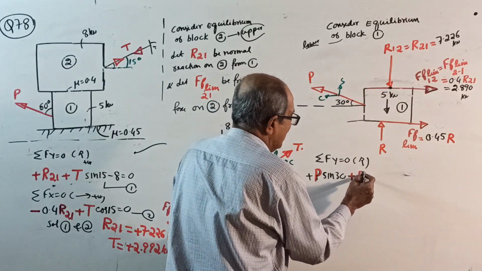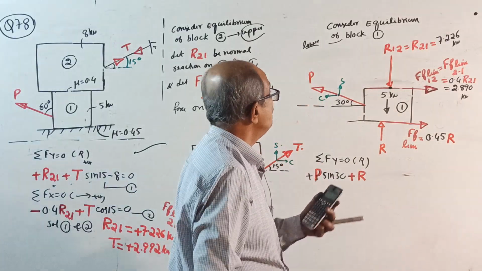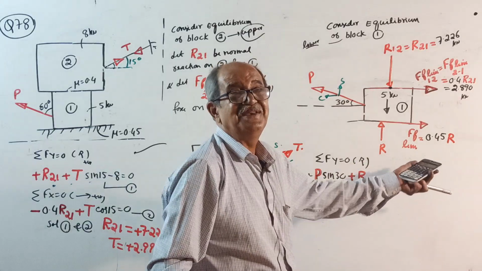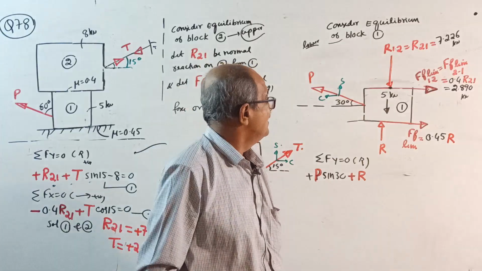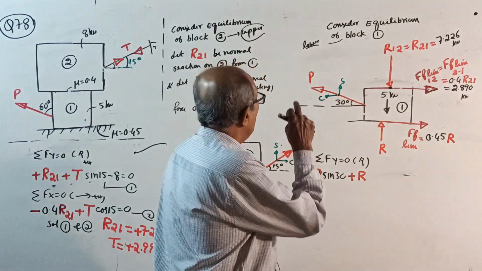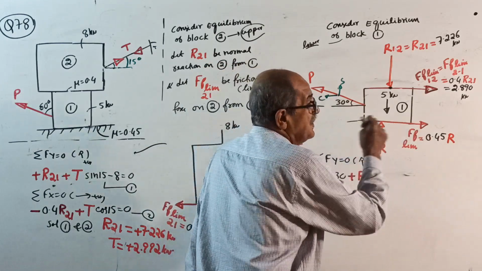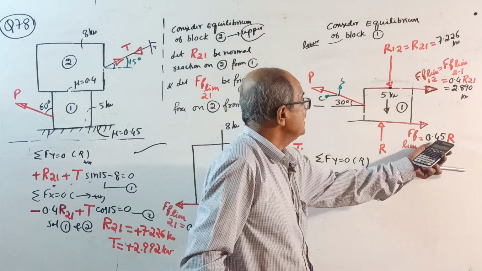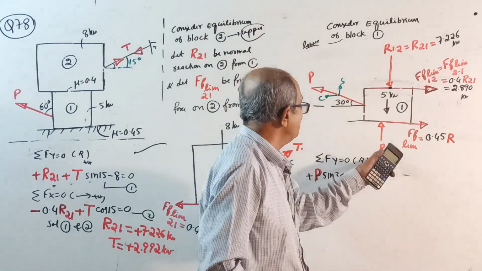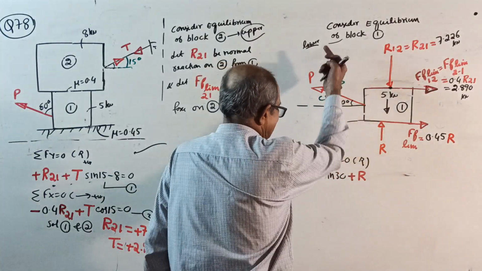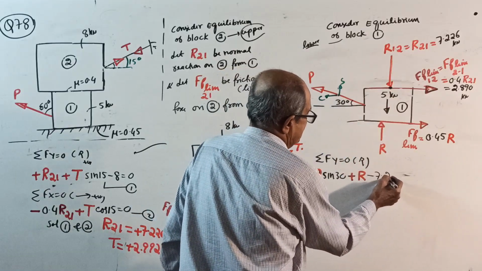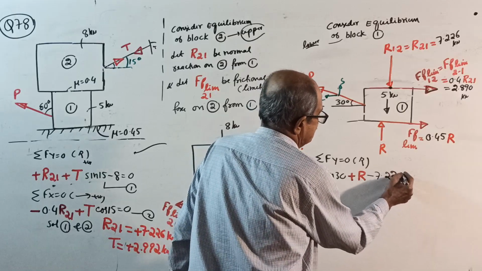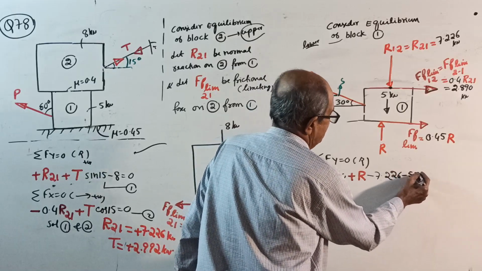I was wondering how you can get the value of P without using this normal reaction and friction. I got a shock because how can you find P without using this friction? If you want to use this friction, R is required. I did not see this one. Okay, plus P sin 30 plus R minus 7.226 minus 5 equal to 0.